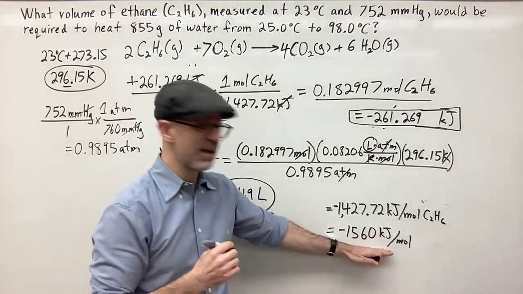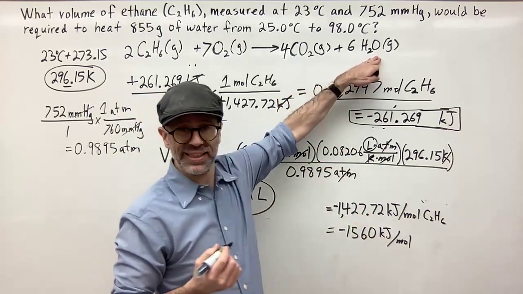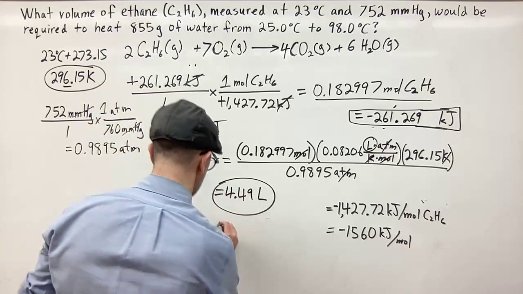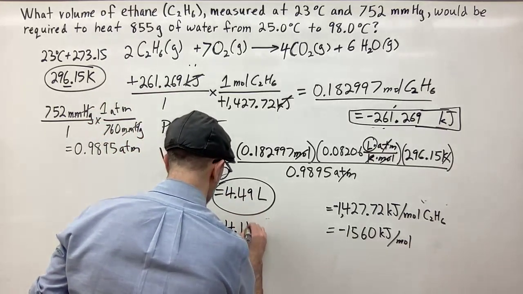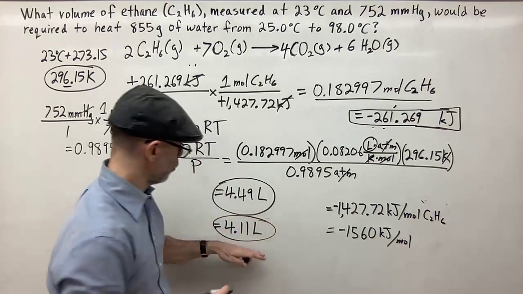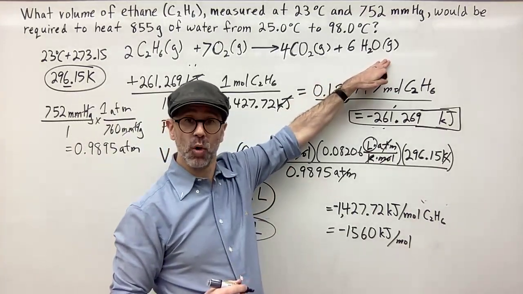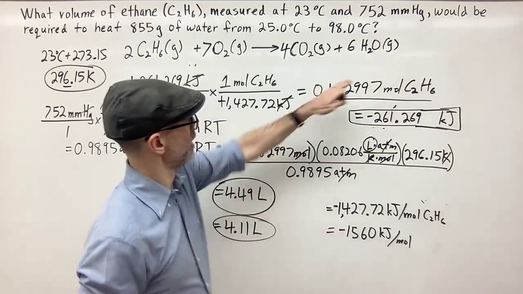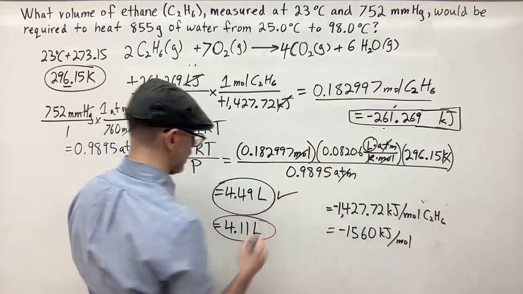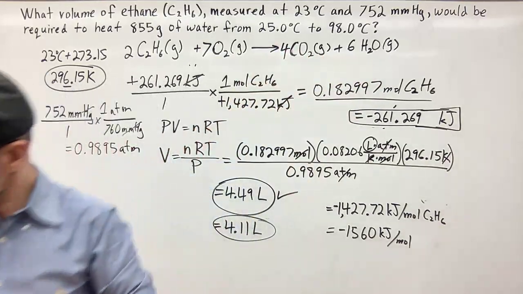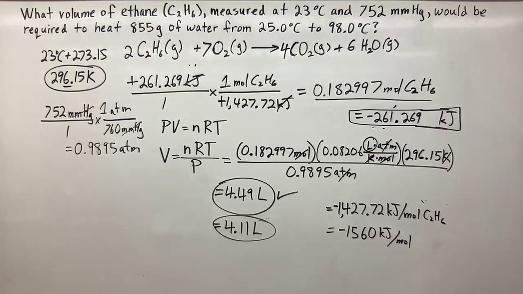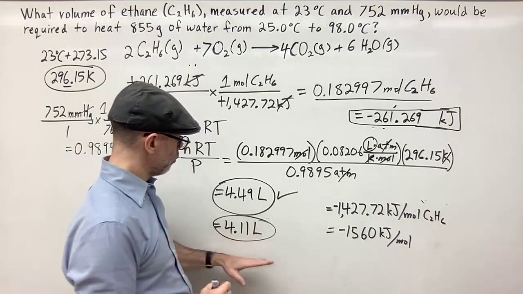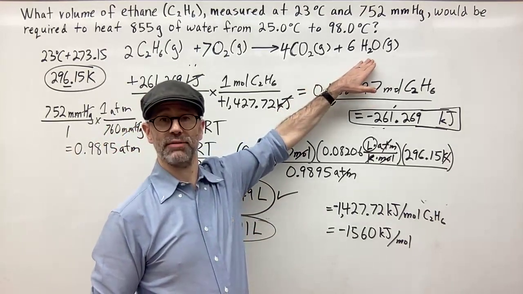Now, if you use this value because your water was liquid, then your answer should become, if I remember correctly, 4.11 liters, right? So this is if you have liquid water in your equation here. But for me, I did gas, so this would be the answer for having gas. So let me just double check the answer that I have here. Yep, 4.11. So 4.11 liters would be if your water instead of gas was liquid.